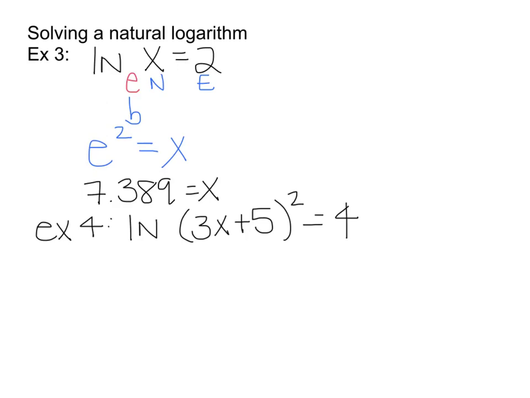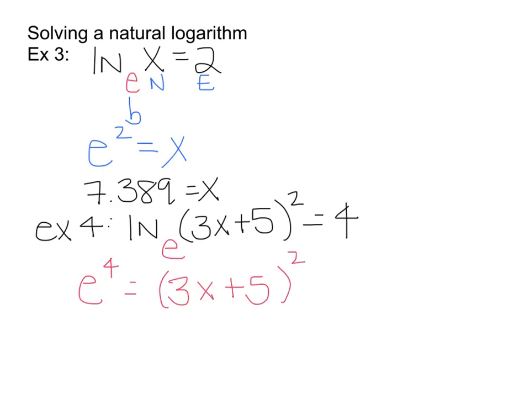Example number 4, we have the natural logarithm of 3x plus 5 quantity squared equals 4. So there's 2 ways of doing it. You could just change it right now to exponential form, or you could bring the 2 down out in front and then divide by 2. It's up to you. So again, this is my base, so e to the 4th power equals 3x plus 5 squared.